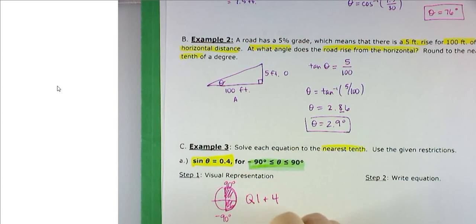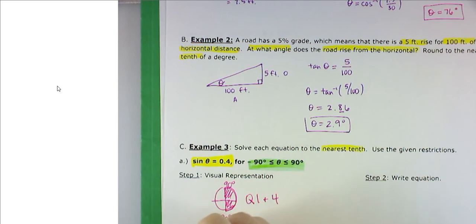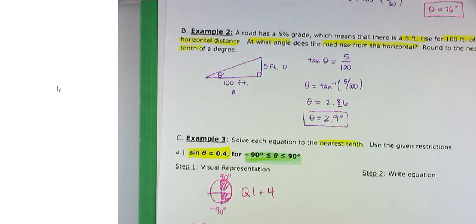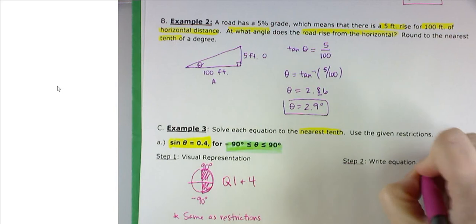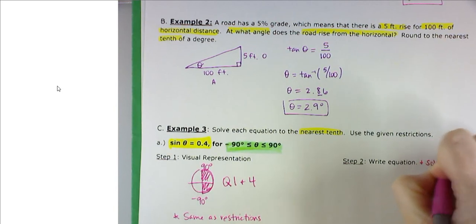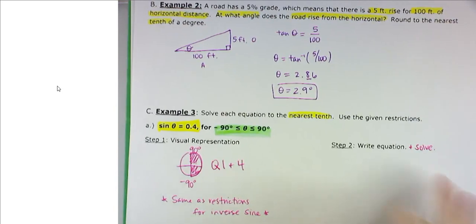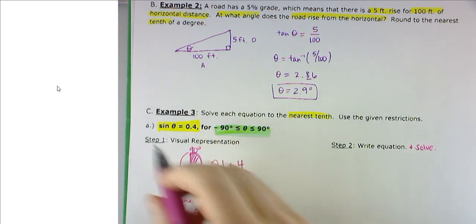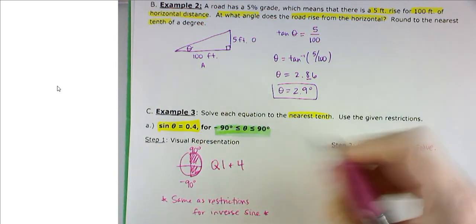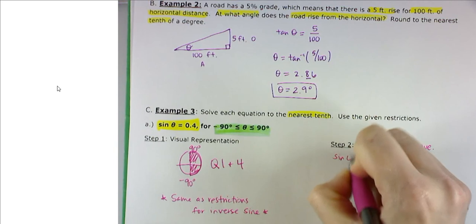Now we are going to write an equation and then solve that equation. So we have the sine of theta equals 0.4. So if I want to find theta, I just have to do the sine inverse of 0.4.